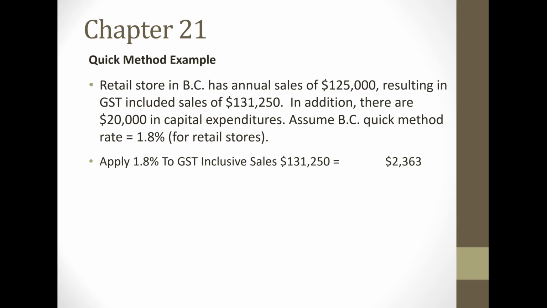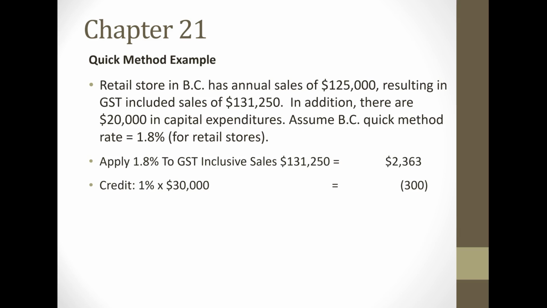They're not going to take the 5% of the GST minus the ITCs. They just get to apply this 1.8%. It's a lot quicker. That's why it's called the quick method. However, they also get the 1% credit on the first $30,000 of sales. So if they reach $30,000 of sales, they're going to get this credit of 1%. That's going to reduce the amount they have to send in by $300.